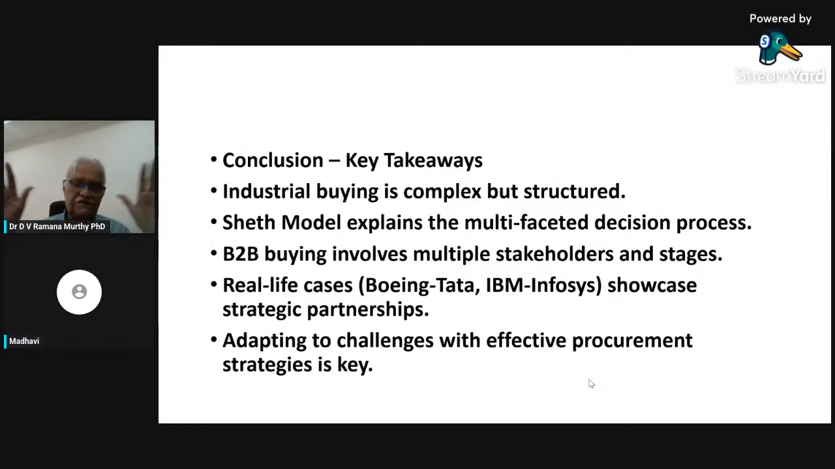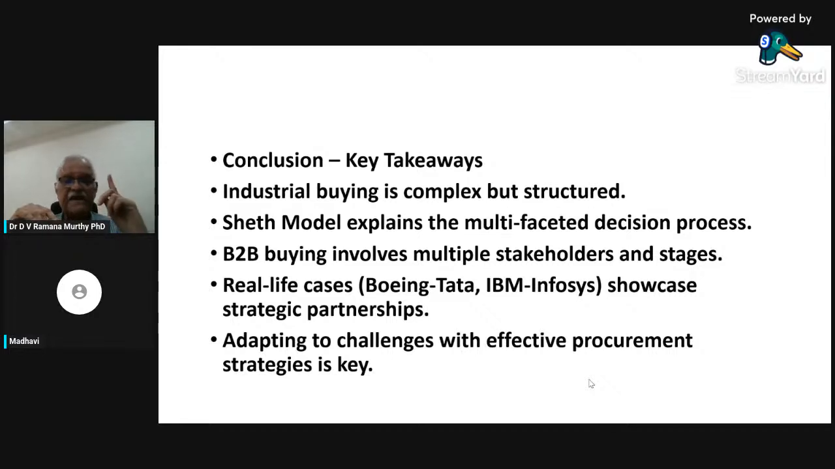So, in short, to conclude this session, industrial buying is complex but structured, because we know how it goes from problem identification to the final finish of the transaction, and then the post-purchase audit and all. This is a very structured approach to decision making. So industrial buying, though complex, is highly structured, and the Sheth model explains the multifaceted decision process. We have seen what steps are involved in it.